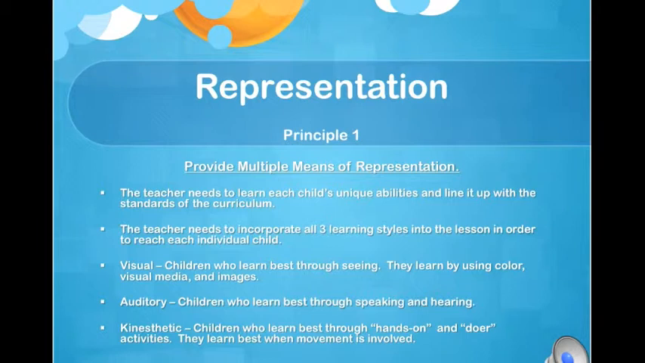Visual, children who learn best through seeing. They learn by using color, visual media, and images. Auditory, children who learn best through speaking and hearing. Aesthetic, children who learn best through hands-on and doer activities. They learn best when movement is involved.